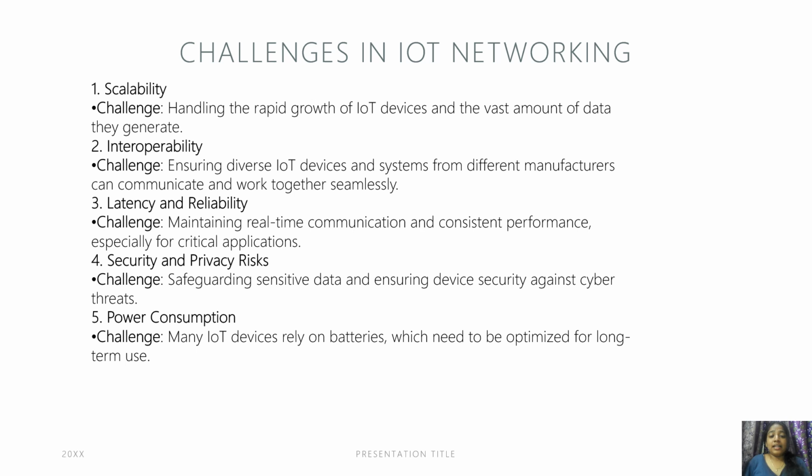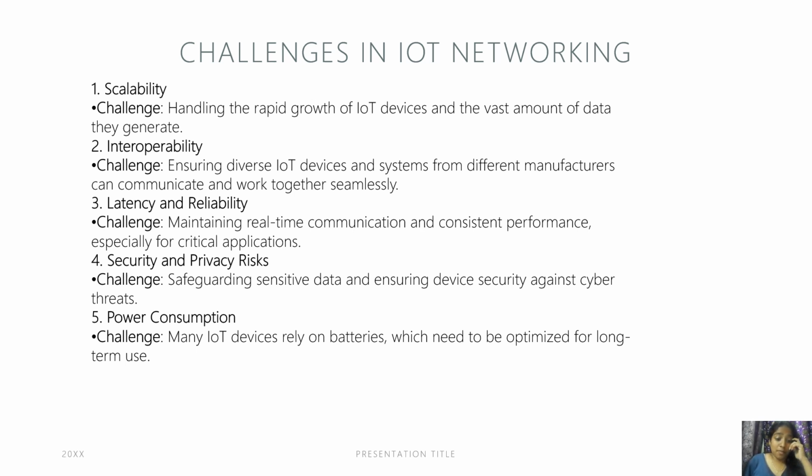The impact is lack of standardization. It can lead to compatibility issues. Latency and reliability: maintaining real-time communication and consistent performance is very critical. The impact is high in IoT applications that demand immediate response, like healthcare or autonomous vehicles. Security and privacy risk: safeguarding sensitive data and ensuring device security against cyber threats. IoT networks are often vulnerable to attacks due to multiple access points.